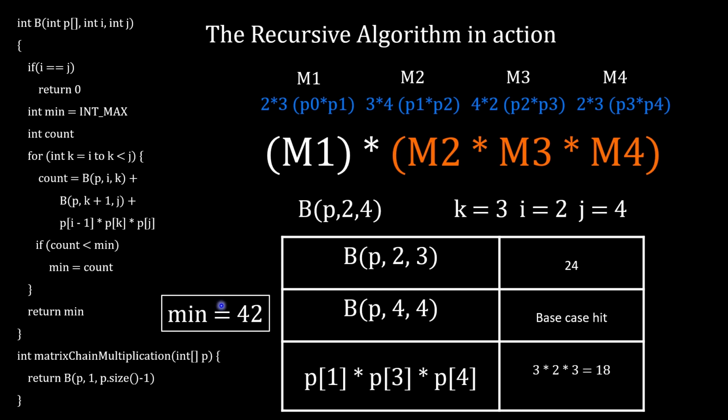So we now know for this range, we've tried all possible combinations, and the best way to arrange the matrices for this specific scenario is to do matrix 2 times matrix 3 first and then multiply it by matrix 4. That's going to give us the minimum of 42 multiplications, as opposed to doing matrix 3 times matrix 4 first and then multiplying it by matrix 2, which gave us 60 multiplications. So based on this bit of code here, we're only going to be keeping 42.